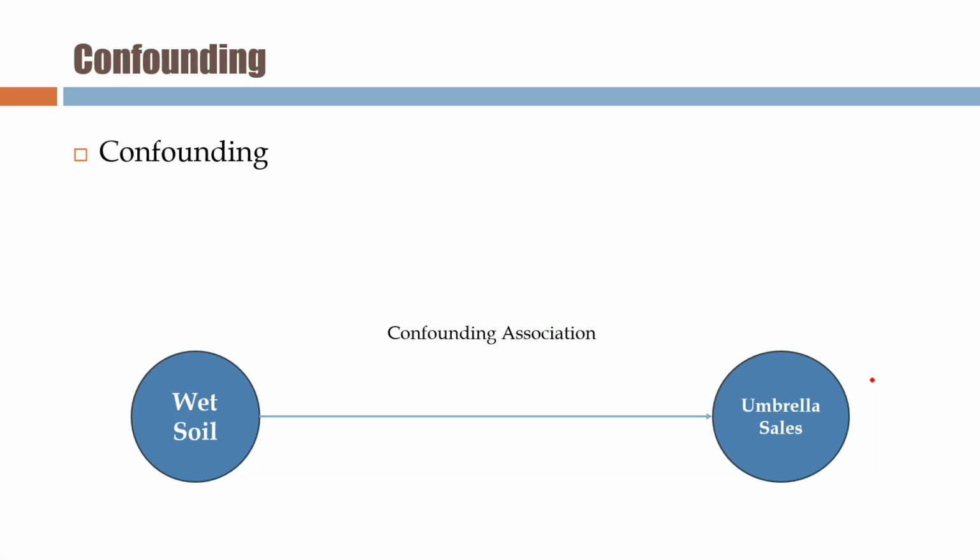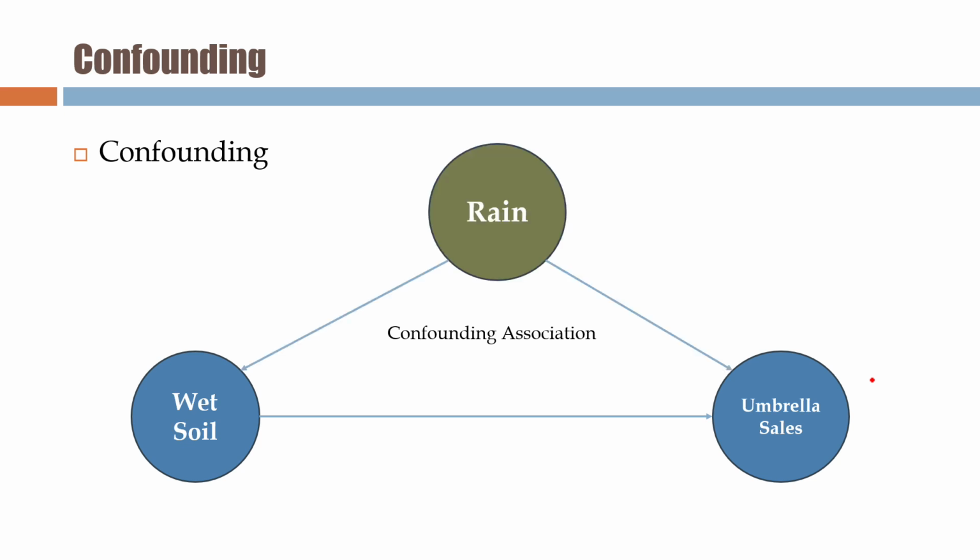Okay, the wet soil versus umbrella sells. This is what we call a confounding association. Association is more like a relationship. In machine learning, there is some association analysis also, but actually the rain cause is kind of small. Rain causes wet soil, and rain also causes the high umbrella sells.